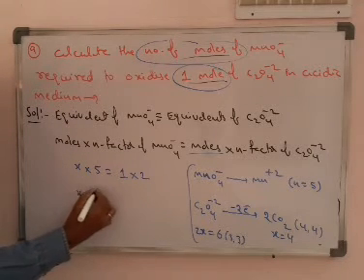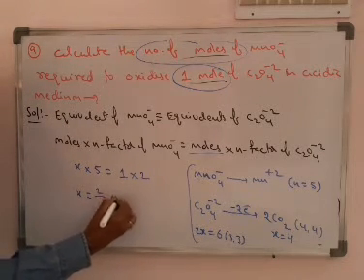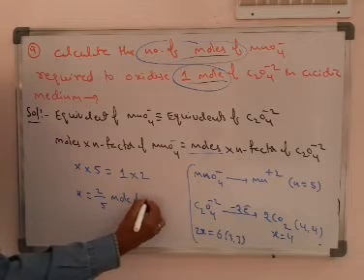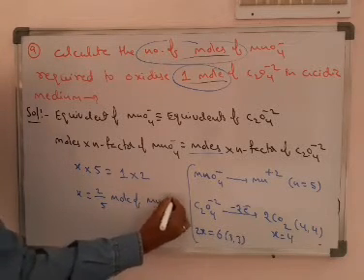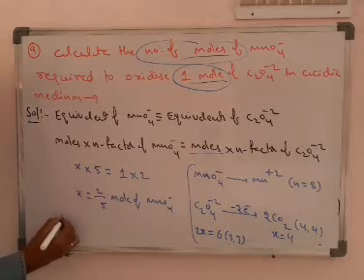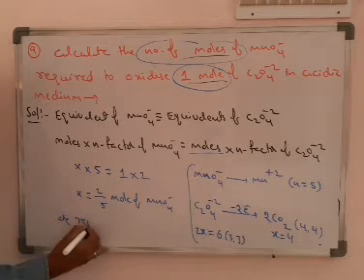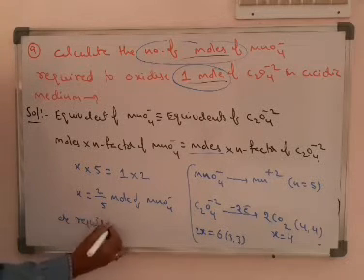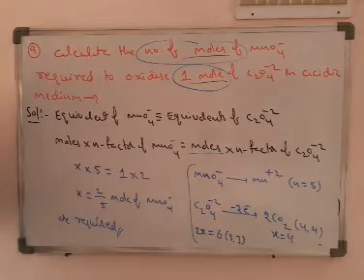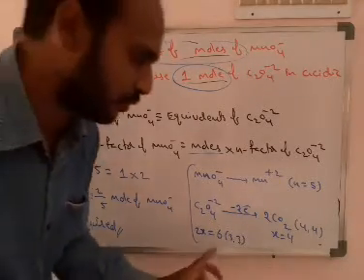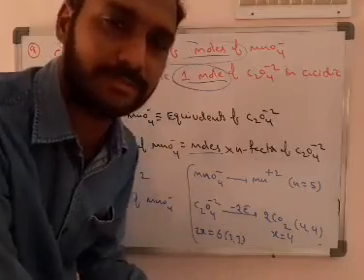So what is x equal to? X equals 2 by 5. So 2 by 5 moles of MnO4 minus are required. This means we have to know how to calculate the n factor.